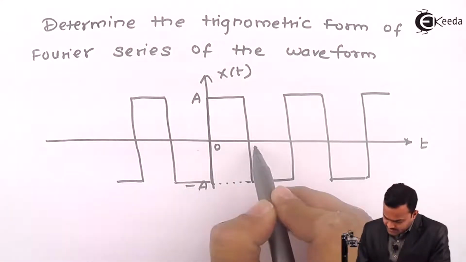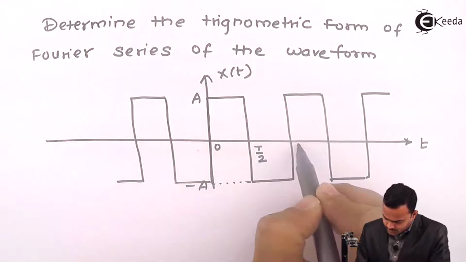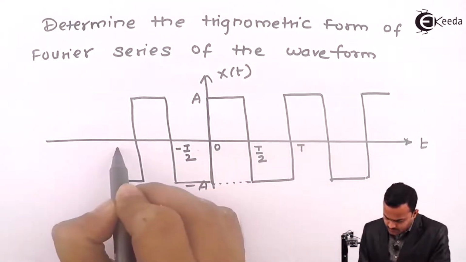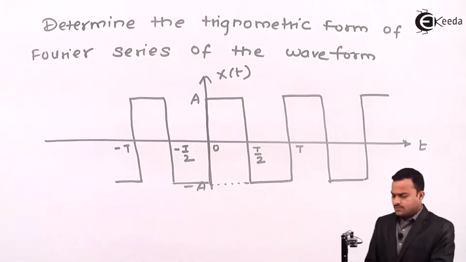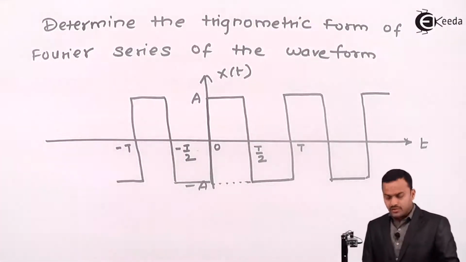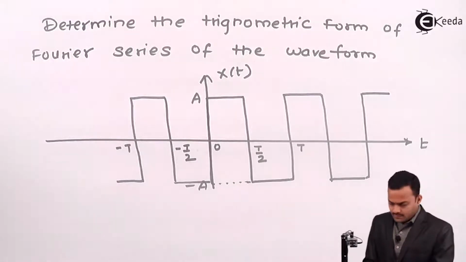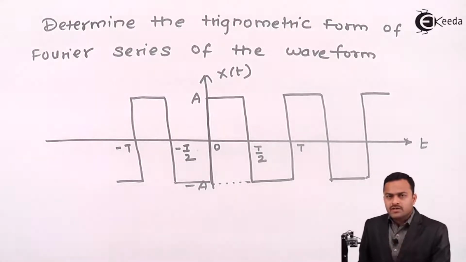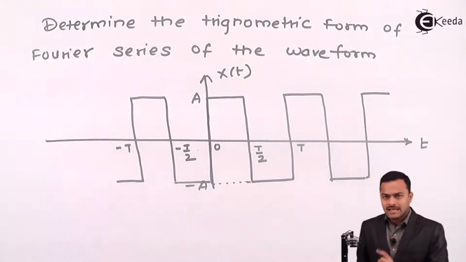So the time interval over here is T by 2, this is T, minus T by 2, minus T. So this is the waveform given, and for this we need to find out the trigonometric form of Fourier series. So before writing any equation and applying it to this particular waveform, we need to first find out the time period of the waveform. So time period means what? The time taken by a waveform to complete one cycle.